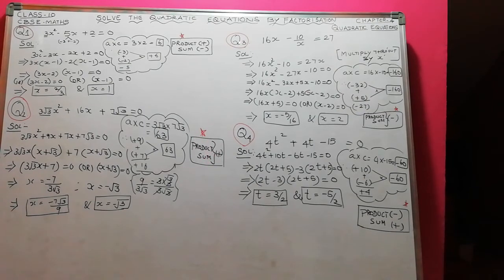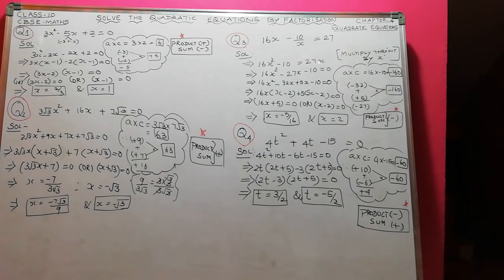Okay. Now let us move on to question 3, that is the type where product and sum both are negative. 16x minus 10 by x equal to 27. See, here one difference you can note down. The given equation is not in the standard form of the quadratic equation. So we have to multiply throughout by x, in order to eliminate this denominator x. When you multiply throughout by x, you get 16x squared minus 10 equal to 27x.